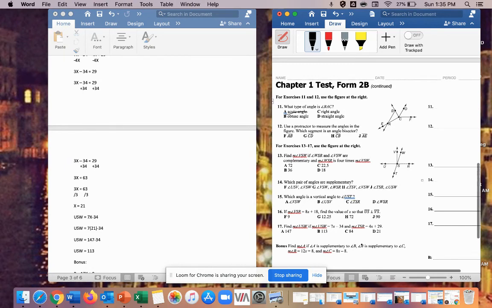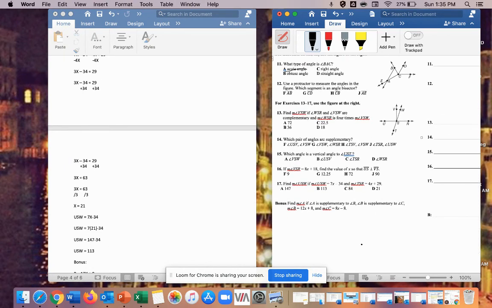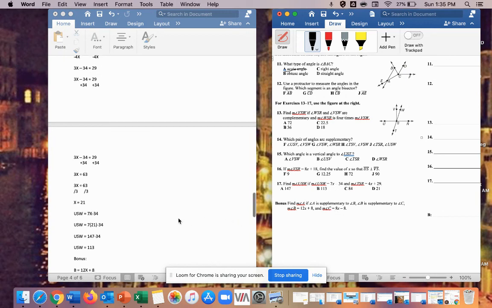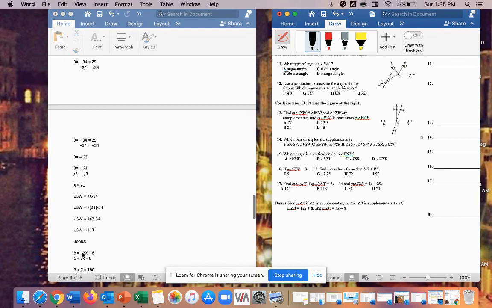All right, so you probably looked at this bonus problem and were like, what? How are we supposed to do this? Find the measure of angle A. Angle A is supplementary to angle B, which is supplementary to angle C. Angle B equals 12x plus 8. Angle C equals 8x minus 8. Whew. So angle B is 12x plus 8, angle C is 8x minus 8.